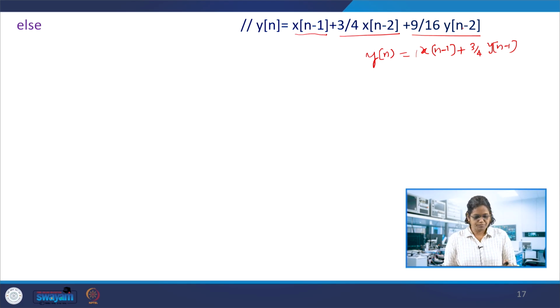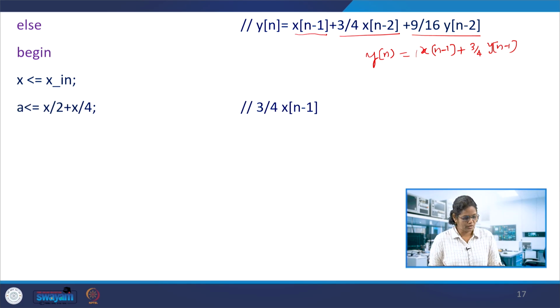So now in this case, how do we write this equation in Verilog? So x in is x, we assume it, and then xn minus 1 needs to be formed. So we can have this x in xn minus 1 plus 3 by 4 xn minus 2 needs to be obtained. So how do we get this xn minus 2?